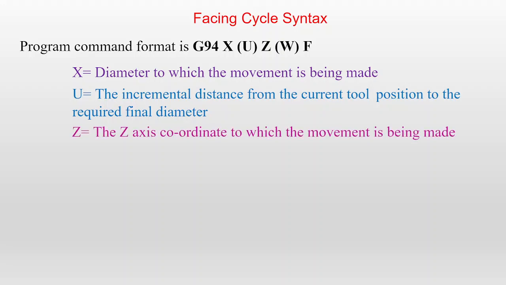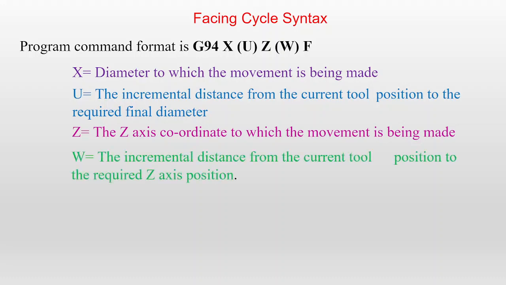Next, Z indicates the Z-axis coordinate to which the movement is being made along the Z-axis. W indicates the incremental distance from the current tool position to the required Z-axis position. And F indicates the given feed rate. This is the simple syntax used for the facing cycle, G94. G94 indicates the facing cycle. So I explained the 4 paths: the tool moving from 1 to 2, 2 to 3, 3 to 4, 4 to 1. All 4 are taken care of by this single block, G94 X(U) Z(W) F.